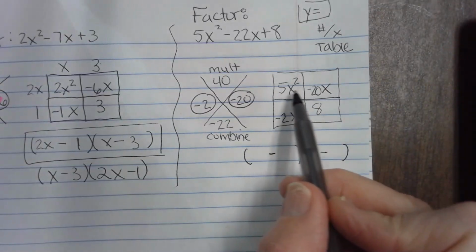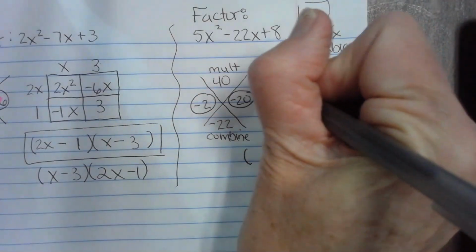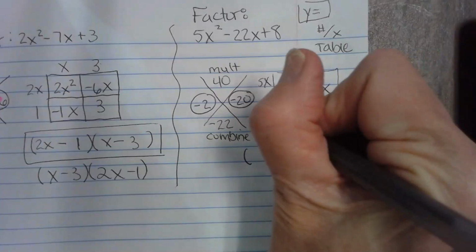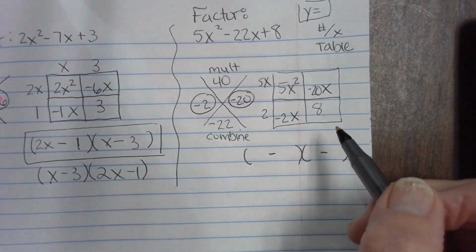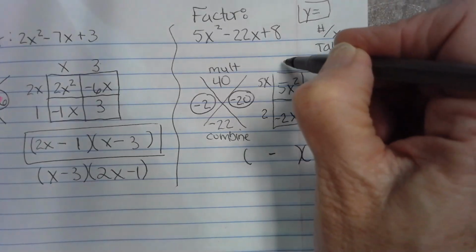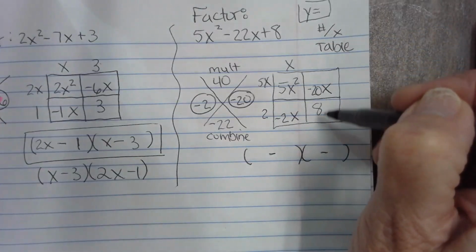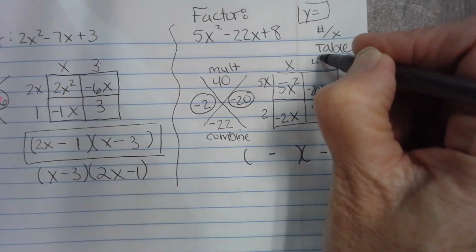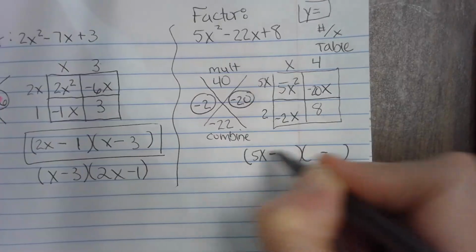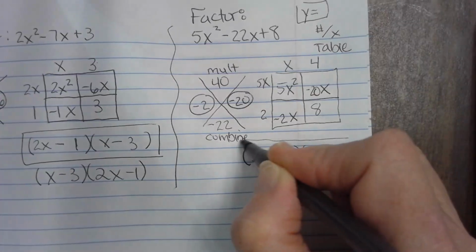Okay, here, what's my greatest common factor? 5x. Here, what's my greatest common factor? 2. No x. There's not an x in that. Okay, greatest common factor down the first column. 1 what? 1x. And greatest common factor here? 4. So 5x and 2 go in one of my parentheses. X and 4 go in the other one.